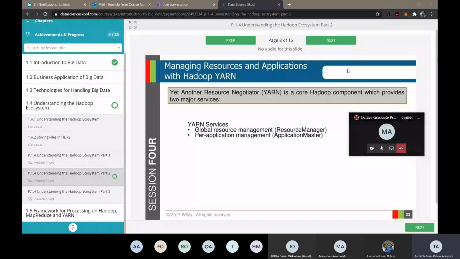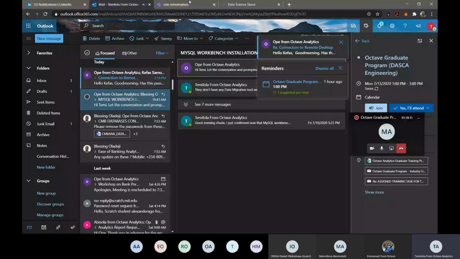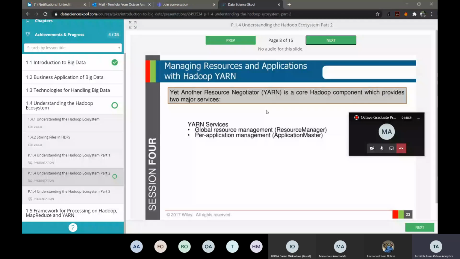So YARN is the software layer of your Hadoop components. It provides two major services: global resource management, and the application master, which is per-application management. I want to put it this way: you have the HDFS, you have MapReduce, and then the software layer, which we use more or less for load balancing operations, is YARN. So I'm going to explain in detail now.